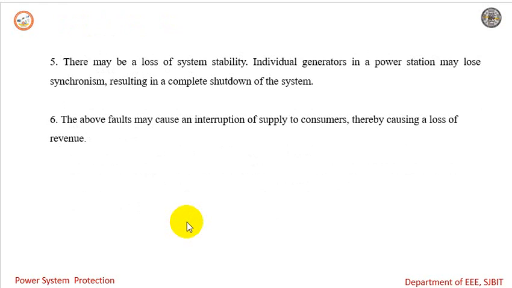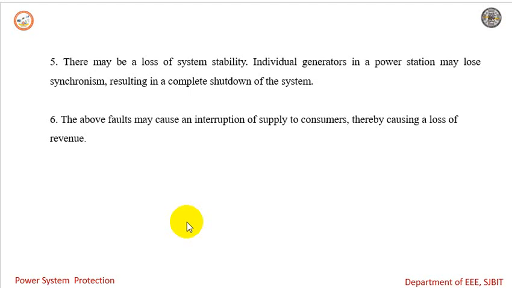One of the major concerns in power systems is stability. Due to the occurrence of these faults, there may be a loss of stability, and the individual generators in the power system may lose their synchronism, resulting in a complete shutdown of the power system.